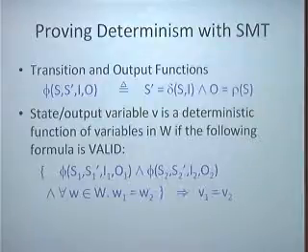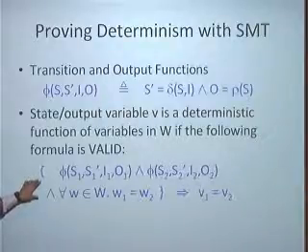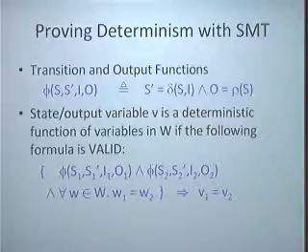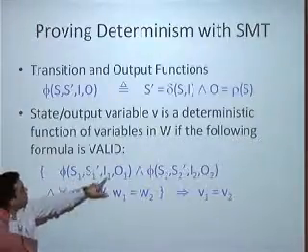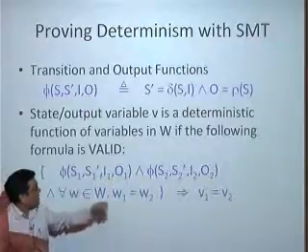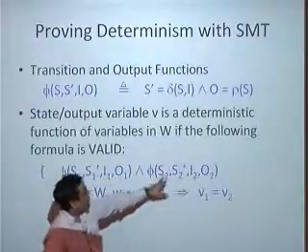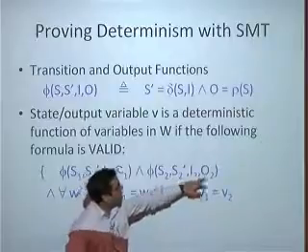The kind of check that we do is similar to the kind of check that you would use to prove non-interference, for instance. The idea here is that we assume that there are two different runs of the transition function. In one case, you went from S1 to S1 prime on input I1, generating output O1, and in the other case, you went from S2 to S2 prime on input I2, generating output O2.